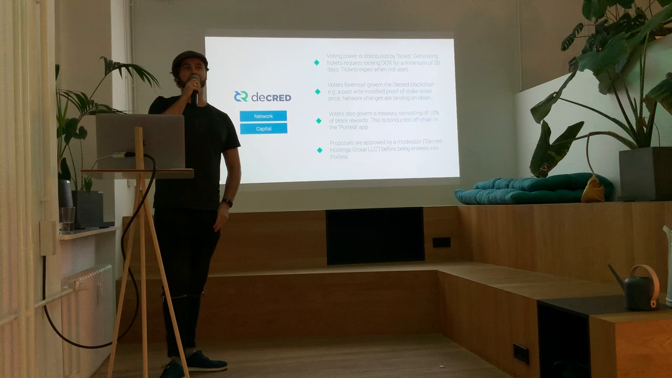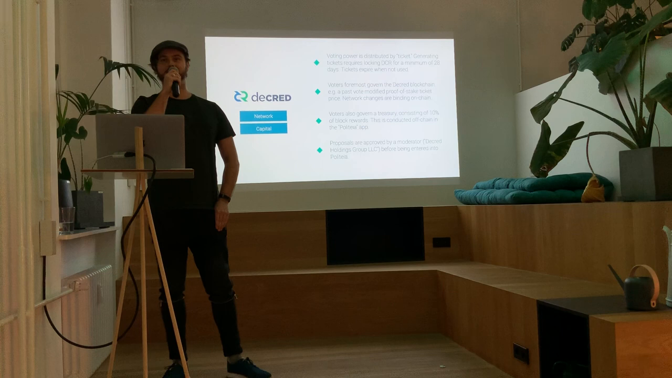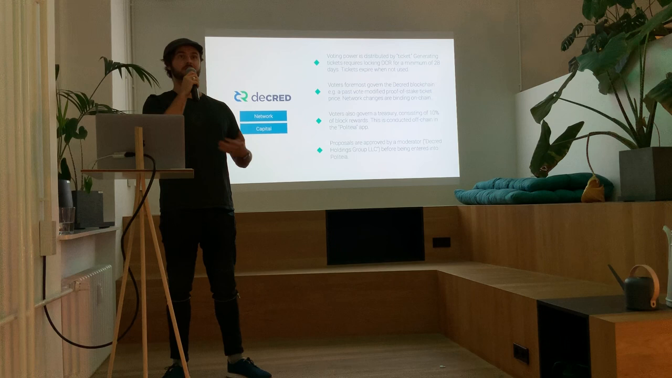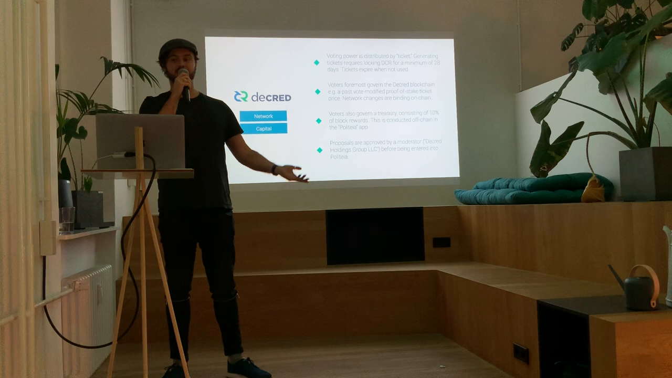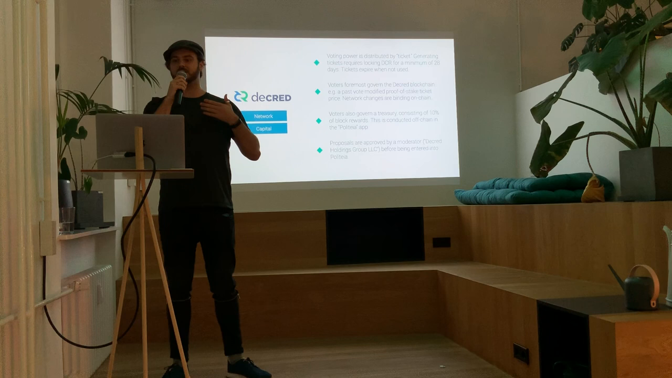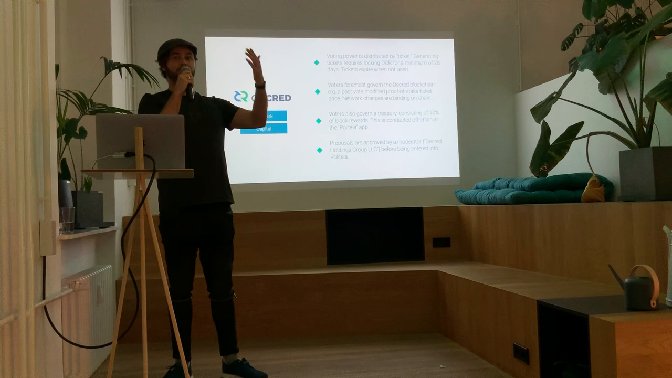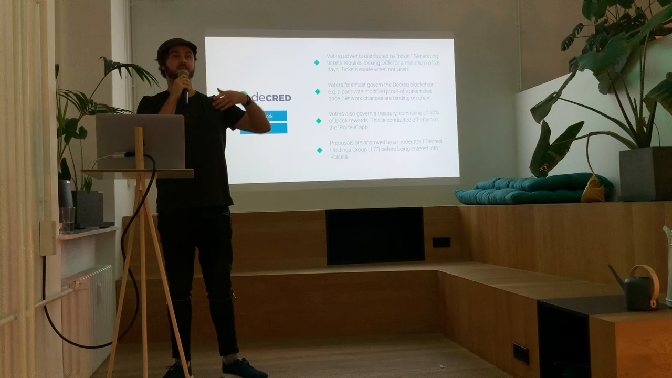The voting power of this DAO is distributed by ticket, and to get these tickets, you have to lock the assets, DCR, for a minimum of 28 days, and they expire when they're not used. These tickets foremost govern the Decred blockchain: when you have a vote for a network change and you submit your tickets, a majority of tickets causes a change in the network.